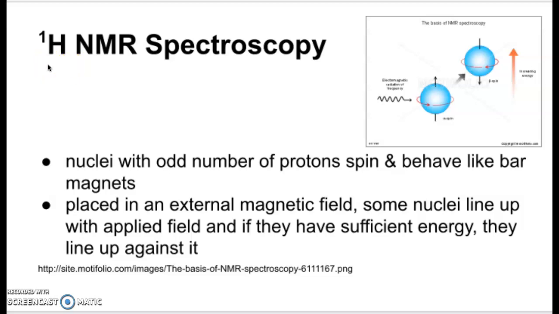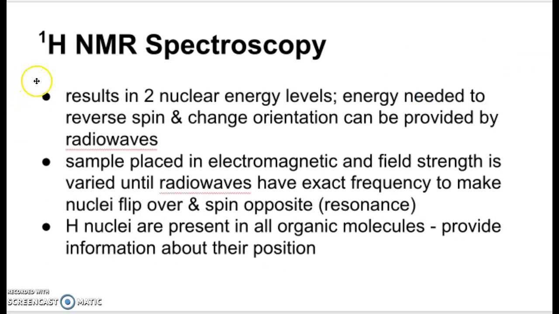And so when we apply an external magnetic field, the hydrogen nuclei line up according to that applied field. And if they're supplied with sufficient energy, they can flip or line up against it. And so what we really look at is how much energy does it take to flip that nucleus and make it spin the opposite direction. So here we have two different energy levels that we're looking at when we read. How much energy does it take to reverse the spin and change orientation? And how much energy did it have to begin with?